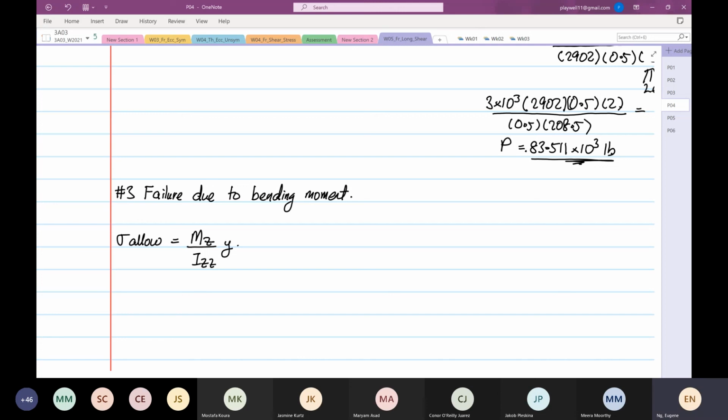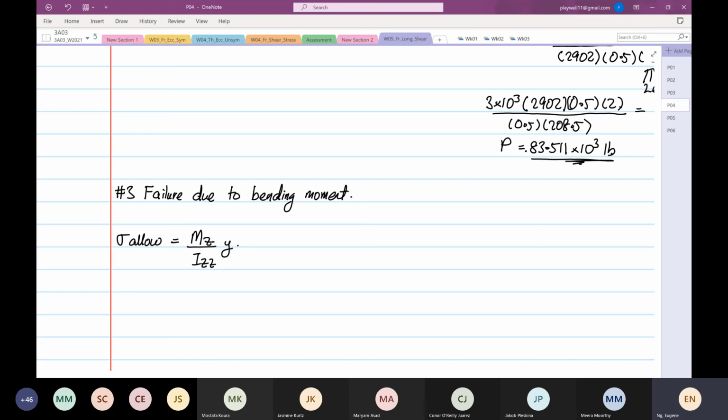Before you start calculating, you need to make an intelligent guess. The obvious one is that failure due to normal stress will always be higher than failure due to shear stress. These are good things to remember. If you look at any catalog, the stress to failure is about 600 megapascal, while the shear stress is only like 250.